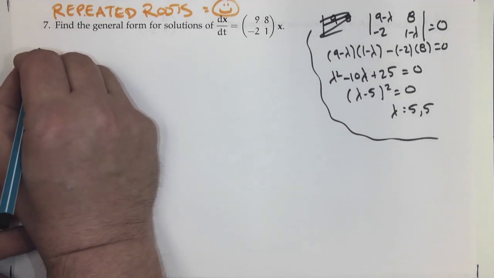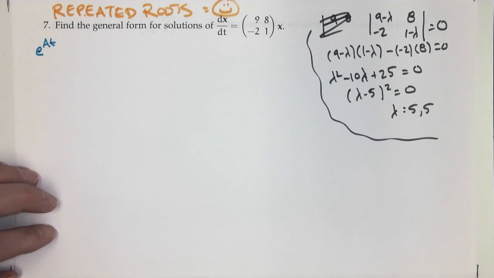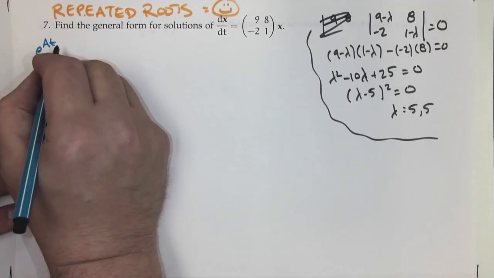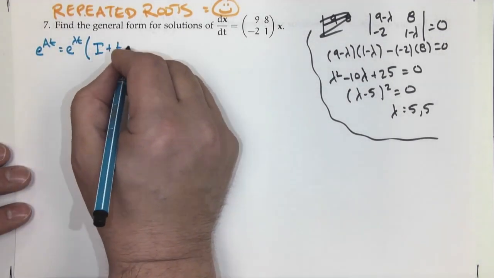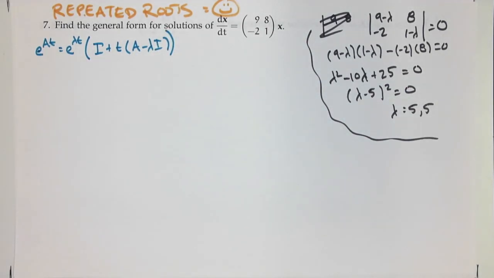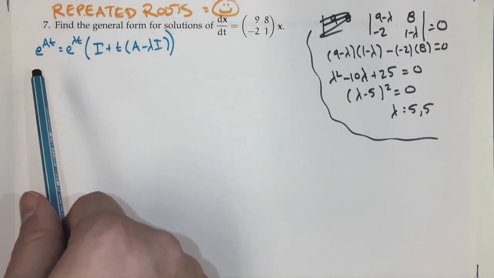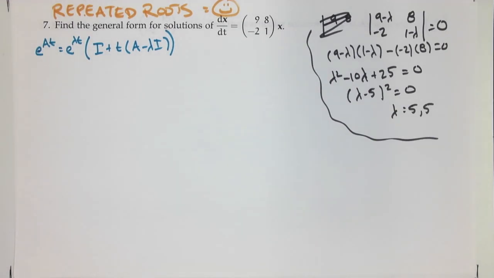Okay, so what's the magic formula? It says the following. e to the At, and this only works when you have repeated roots, is equal to e to the lambda t times the identity matrix plus t times A minus lambda I. And as a friendly reminder, this equation is on your sheet. You don't have to memorize it. You just have to remember where to look for it. Now you might say, why are you finding this if it doesn't say find e to the At? Because this is the ultimate tool. Like I said, it makes everything easier once you've found it.